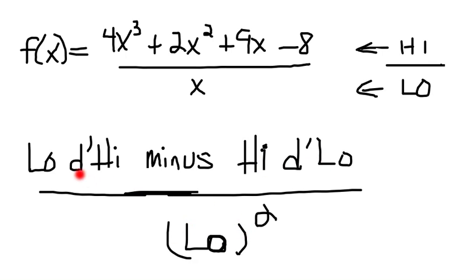And what do I mean by that? Low is the bottom, which would be x. D high means the derivative of the high part, the derivative of the top, minus high, which is the top part, times the derivative of the low part. Draw the line, and then down below goes your squared denominator. So that's what we're going to do on this problem.